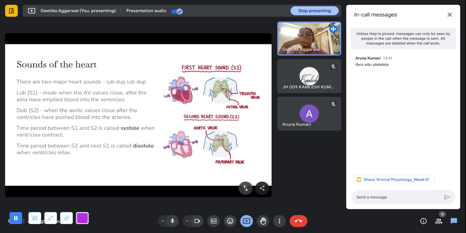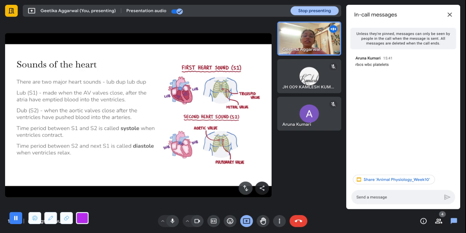Lub, which is also called the S1 sound, happens when the atrioventricular valves, the tricuspid and the bicuspid, both of them close simultaneously. When the atria have emptied their blood into the ventricles, both of these valves close shut. That is when you hear lub. As you can see in this image, the atria are empty and the blood is filled into the ventricles. That is when we hear the sound lub.